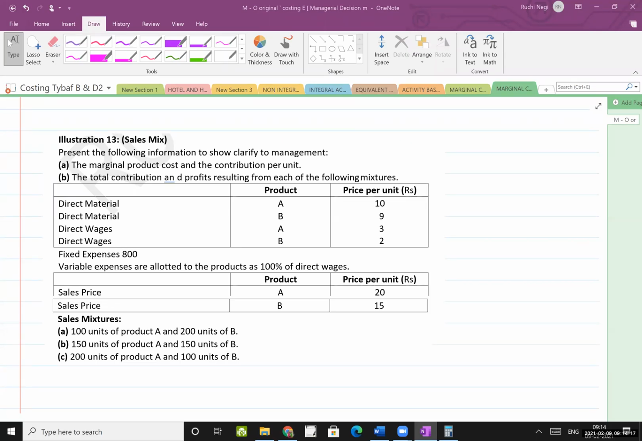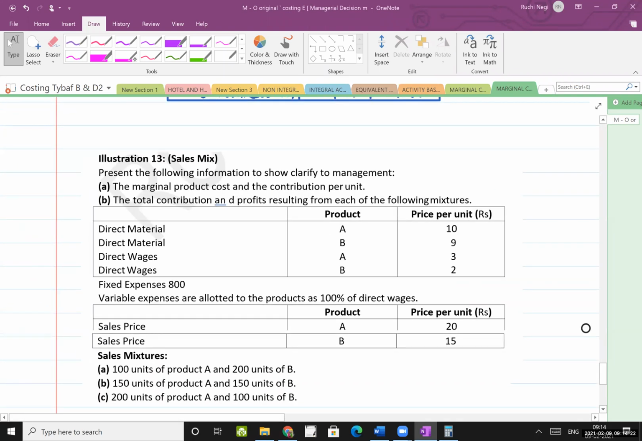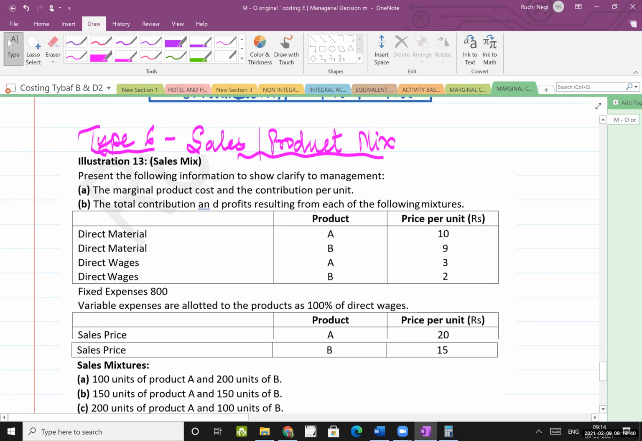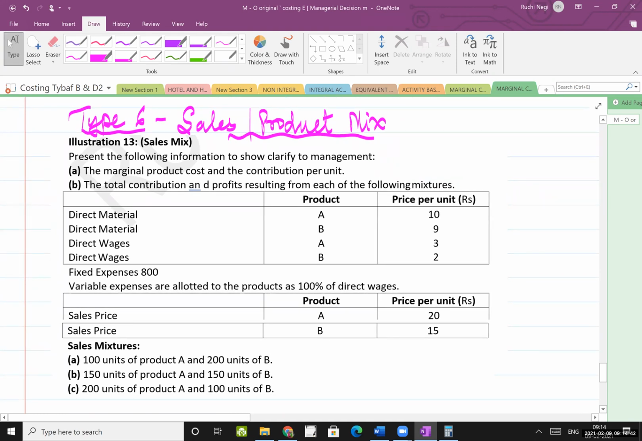Okay, so let us go through question number 13 today. This is also based on your type 6. And what's that? Sums on sales or product mix. Okay, so present the following information to clarify to management. Now, what do you have to clarify? The marginal product cost. You know the meaning of this?